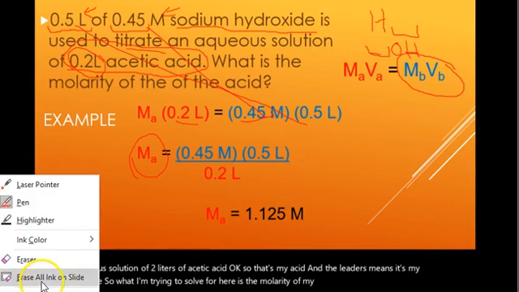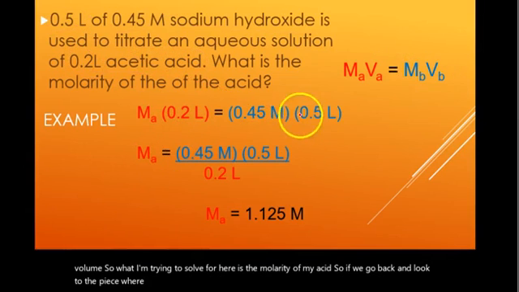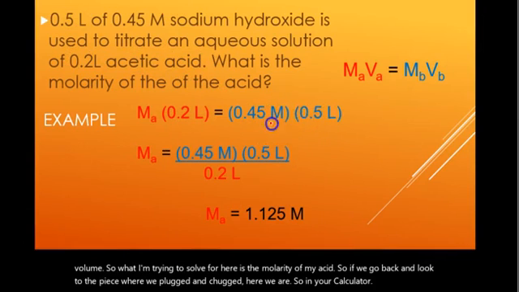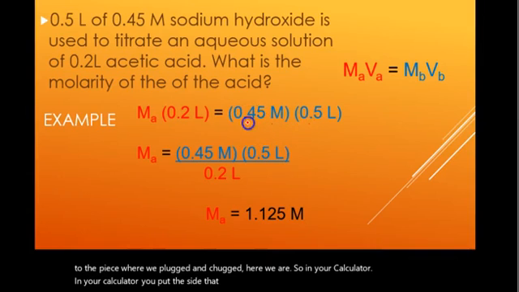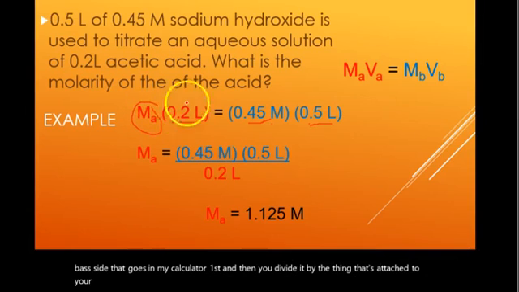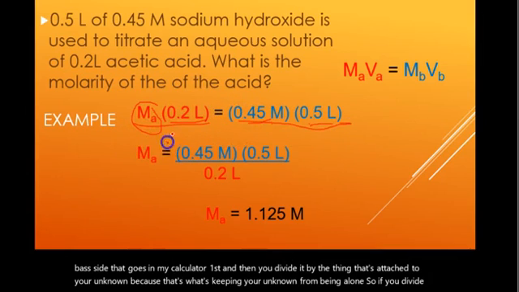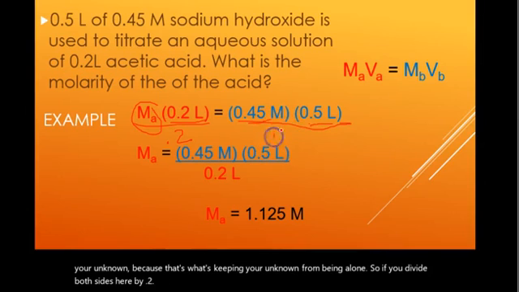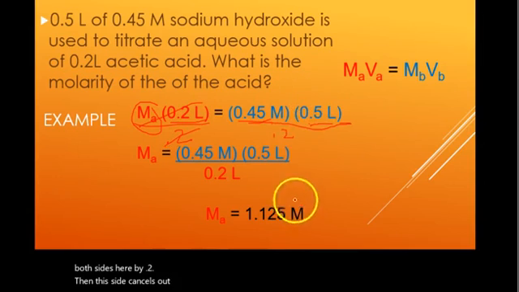So if we go back and look to the piece where we plugged and chugged, here we are. So in your calculator, you put the side that you have everything. So I know both numbers on the base side. That goes in my calculator first. And then you divide it by the thing that's attached to your unknown, because that's what's keeping your unknown from being alone. So if you divide both sides here by 0.2, then this side cancels out, and this side is your equation.